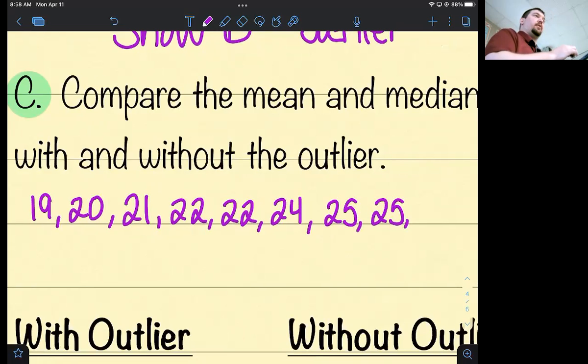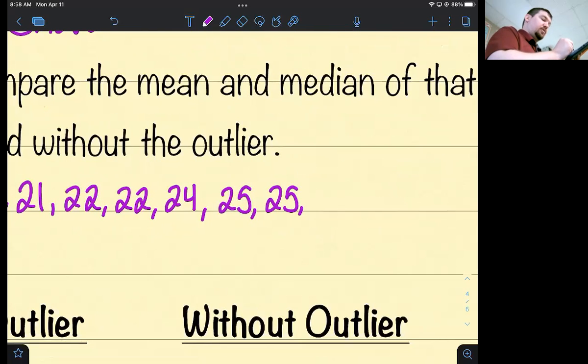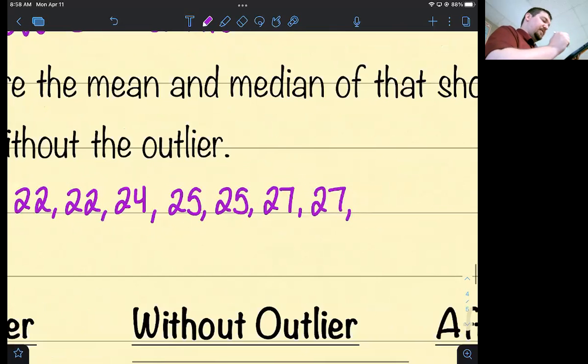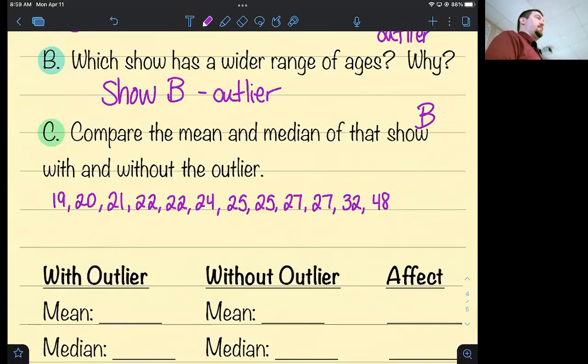Okay, so I see a mode, look, a couple modes there. What's after 25? What's after 27? Oh, no, 3 modes. There are 3 modes in this one. And after 27? And after 32? And that's our outlier. The outlier is either going to be the smallest or the largest number of your data set. So I've got them lined up from least to greatest.